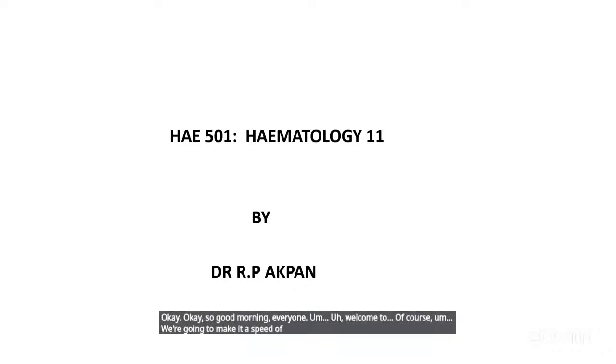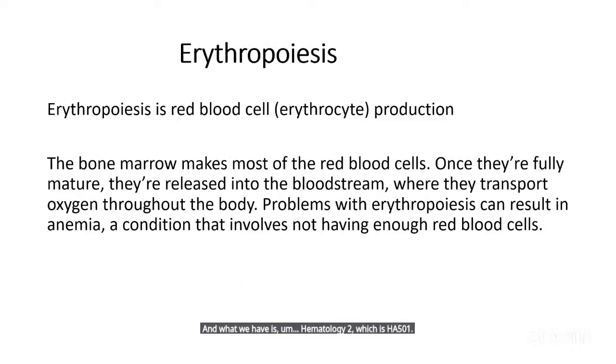Okay. So, good morning, everyone. Welcome to this class. We're going to make it at the speed of light this morning. What we have is Hematology 2, which is HA 501, and it is erythropoiesis. So I'm going to start straight away, and I'm going to give the slide to the class rep to share for us, so those that are not able to join early can always join us after.